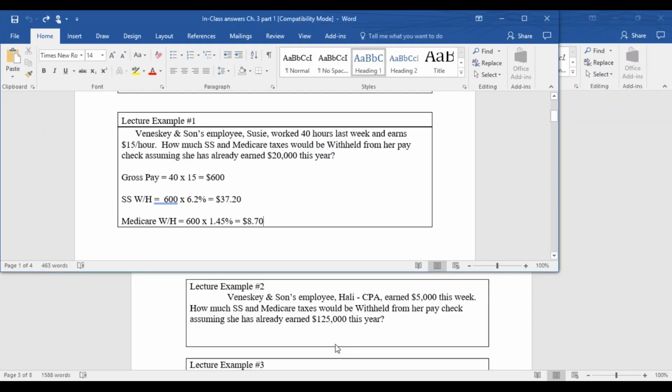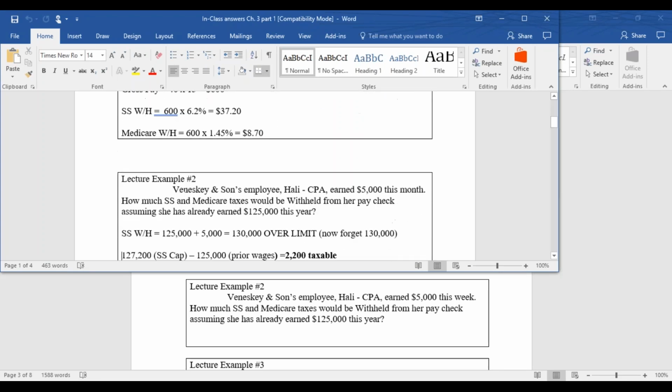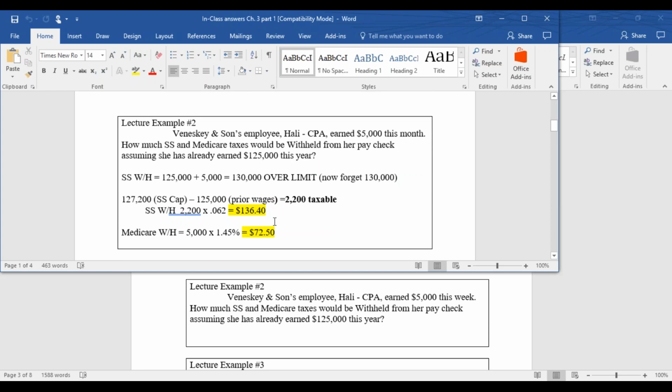Okay, so let's look at the answers for lecture number 2. Go ahead and pause if you haven't, real quickly solve that one, and then see if you can match what we did. So for this answer, if I add in $5,000 plus the $125,000 that she's already earned, that takes us to $130,000, which is over the Social Security limit. That's all I want to do here for step 1.